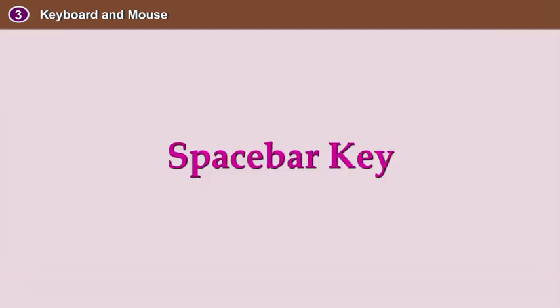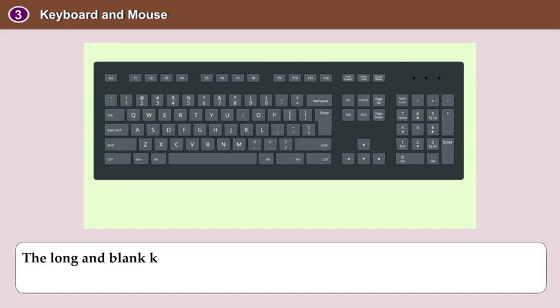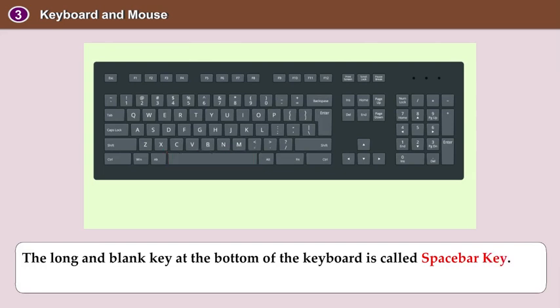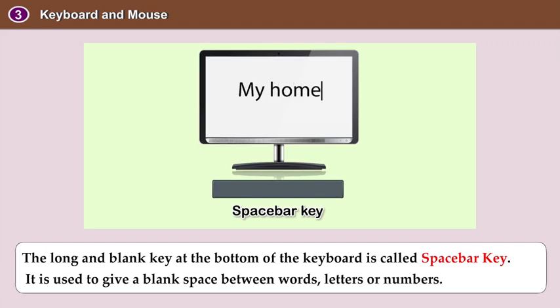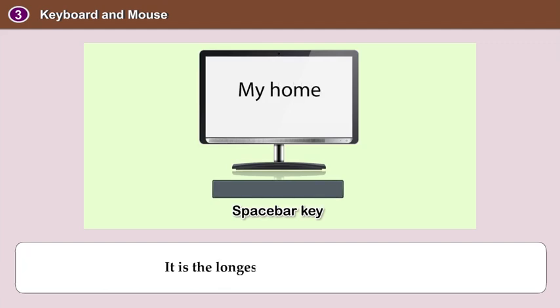Space bar key. The long and blank key at the bottom of the keyboard is called space bar key. It is used to give a blank space between words, letters, or numbers. It is the longest key on the keyboard.